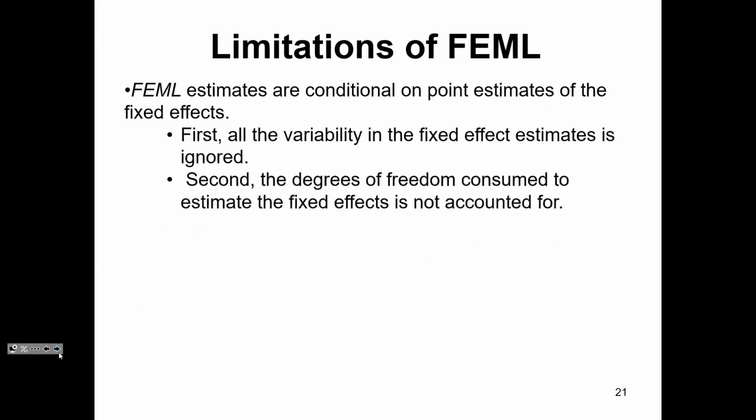Okay. So what are the limitations of just your garden variety maximum likelihood? Well, the estimates of the variance components are conditional on the point estimates of the fixed effects, which means the variability in the fixed effects estimate is actually ignored, right? And you're also consuming some degrees of freedom to estimate those fixed effects, and you're not accounting for that. So those are the two issues with regular maximum likelihood.